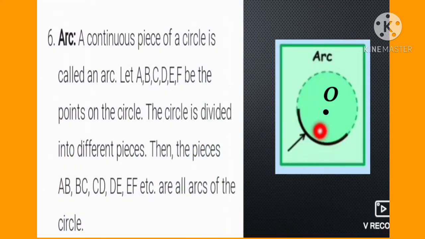Arc. A continuous piece of a circle is called an arc. Here, let A, B, C, D, E, F be the points on a circle. The circle is divided into different pieces. Then the pieces AB, BC, CD, DE, EF, etc. are the arcs of the circle.